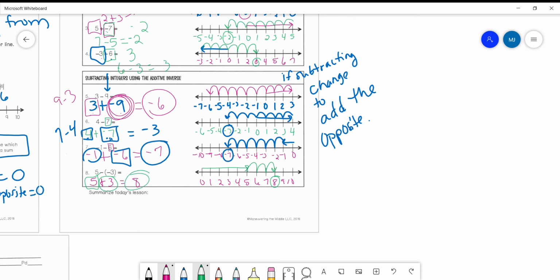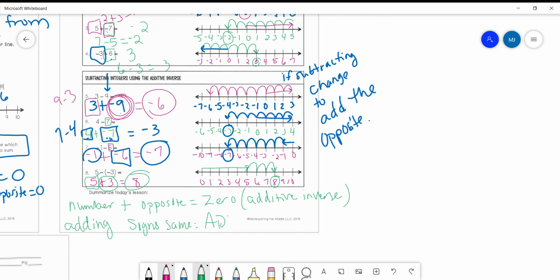So a summary of today's lesson. A number plus its opposite equals 0. And that's called the additive inverse. And then, if you're adding, if the signs are the same, you add and you keep the sign.